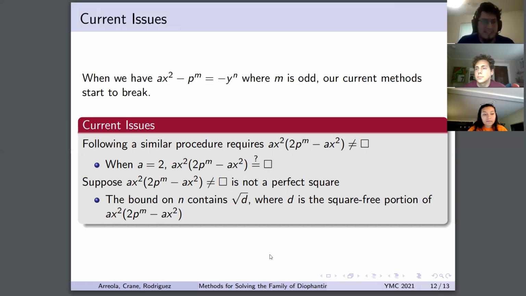But it gets worse. Assume this equation is not a perfect square. Then a similar issue as before arises, where the bound on n contains some root d. But d is not known to be bounded, so we're unable to say anything about a bound on n. And these are the current issues that we experience.